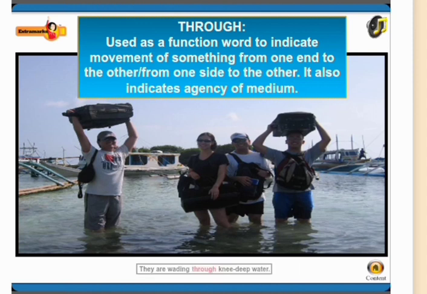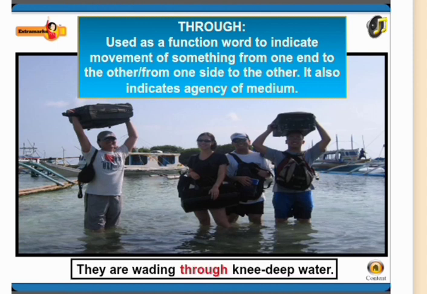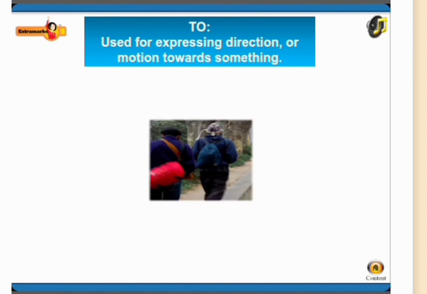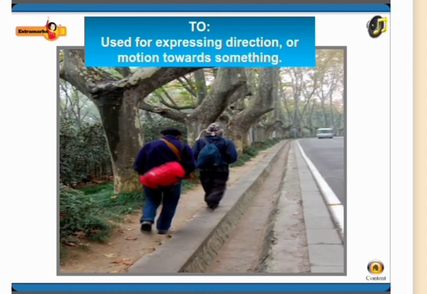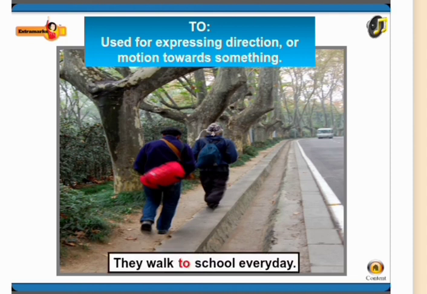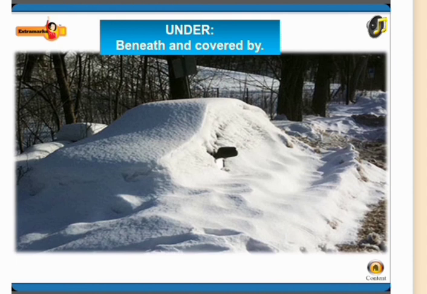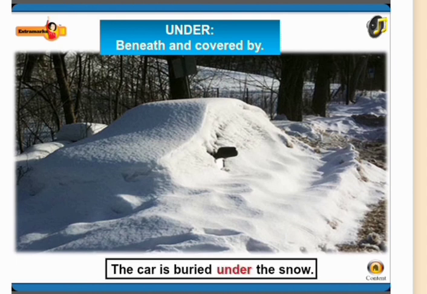For example, they are wading through knee-deep water. The preposition to is used for expressing direction or motion towards something. For example, they walk to school every day. Under, beneath and covered by. For example, the car is buried under the snow.